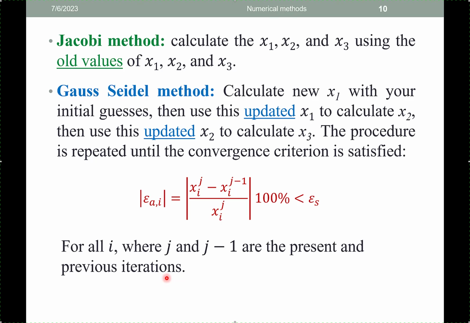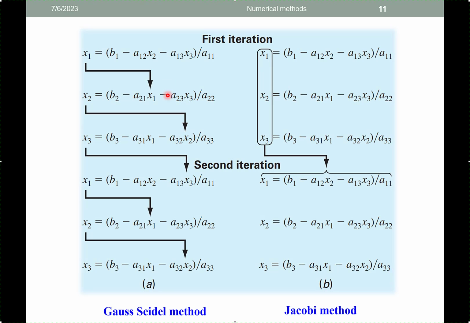All right, so here is another figure that shows us the difference between the Jacobi and Gauss-Seidel methods. In the Jacobi method, we do the calculations for all of x1, x2, and x3.